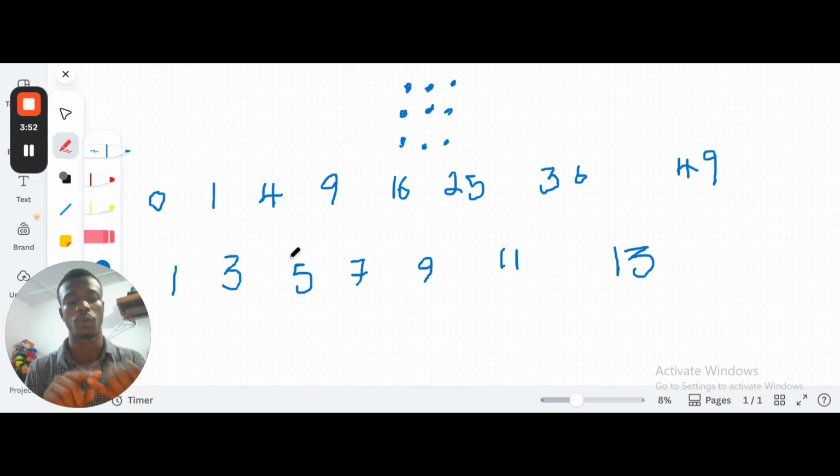The odd numbers are 1, 3, 5, 7, 9, 11, 13, 15, 17, 19, 21, 23. Now, the first real square number is 4. But let's start with 1. Or we can even go as far as 0, because technically the square of 0 is 0.